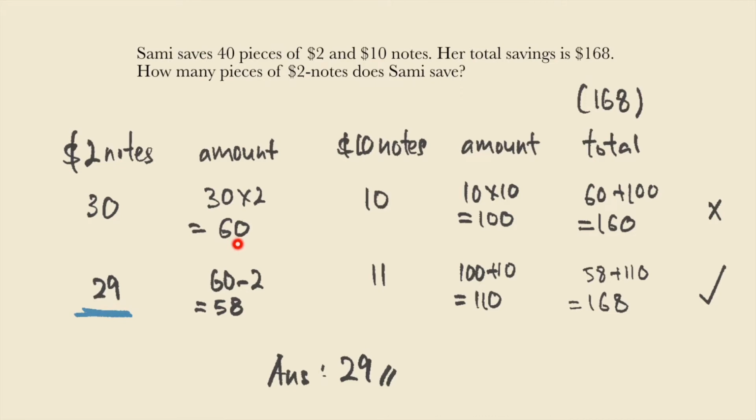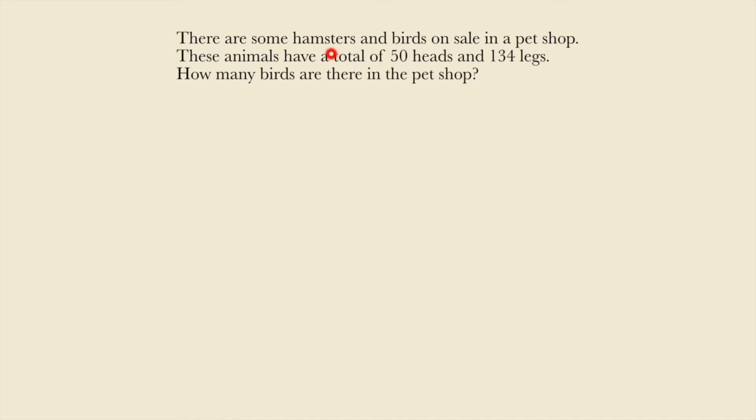And what do you know? This 60 will decrease by $2 because I'm removing 1 $2 note, which means 60 minus 2, that's $58 worth of value. I'm adding 1 $10 note, so I'm going to add $10 in value. Sum them up and voila, you actually have $168 confirmed over here. Now, the question is asking how many $2 notes we have. That's 29 right here.